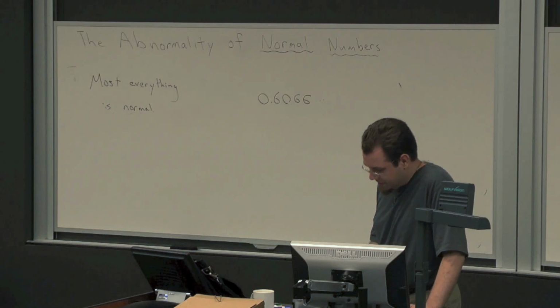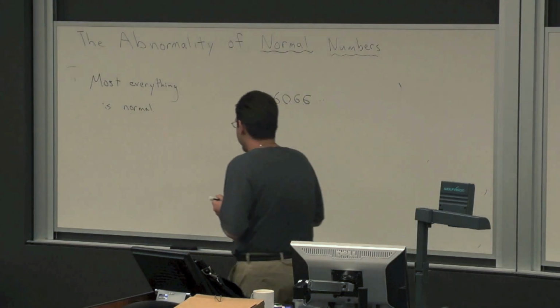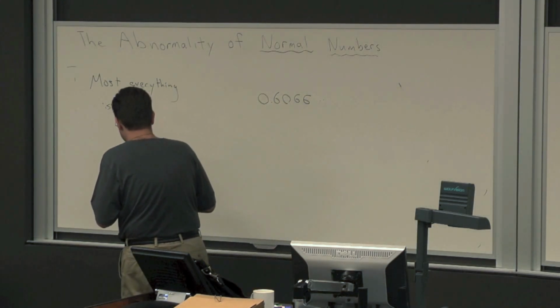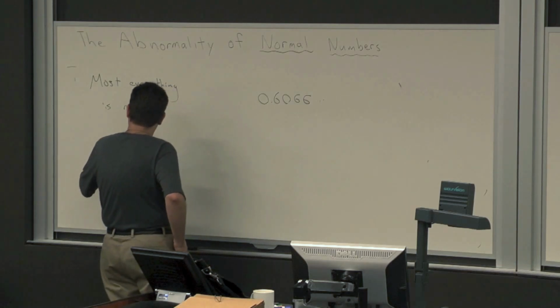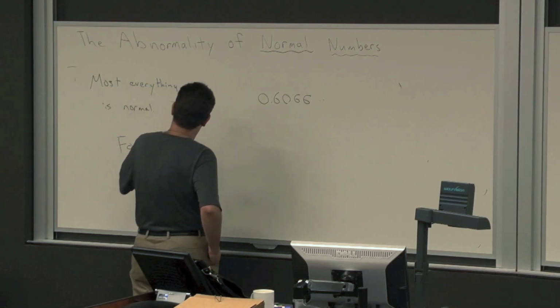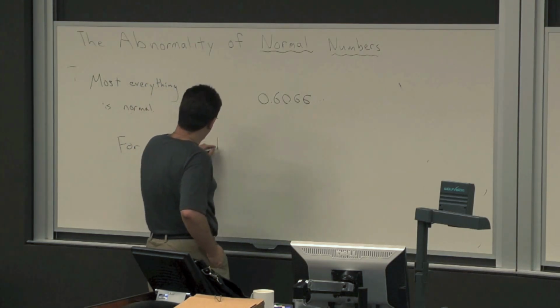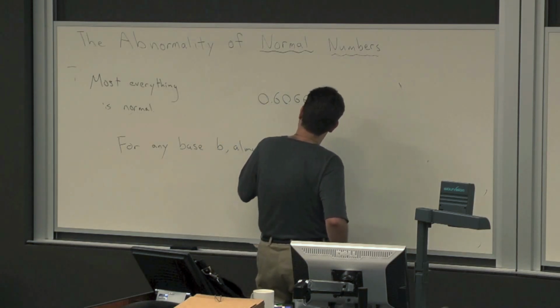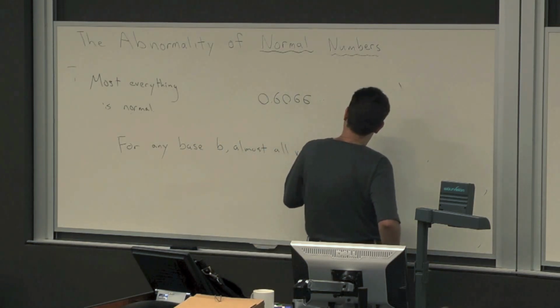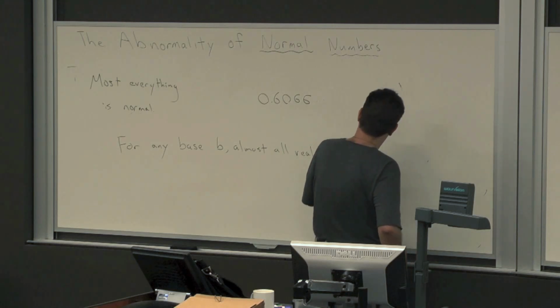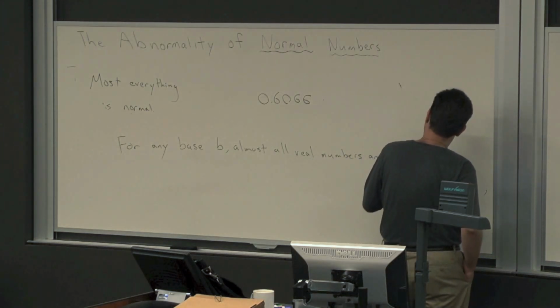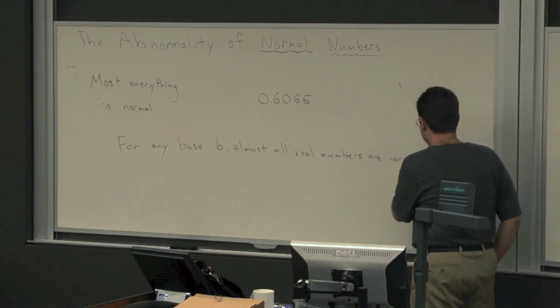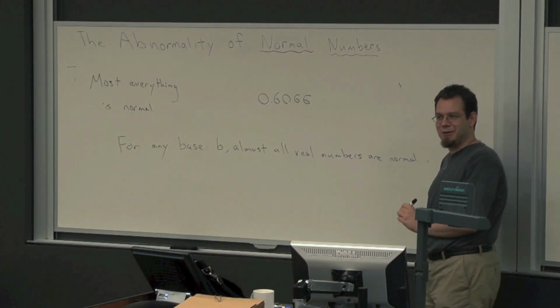And in fact, for any base B, almost all real numbers are normal to that base. But then this has a very interesting corollary.